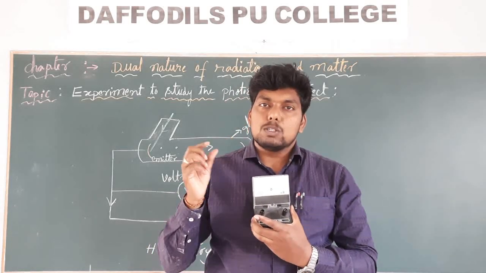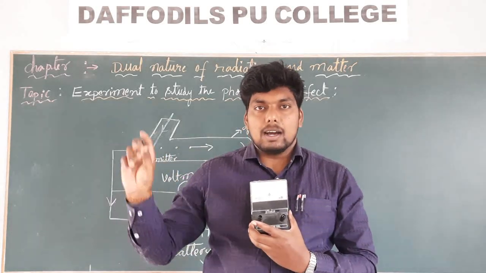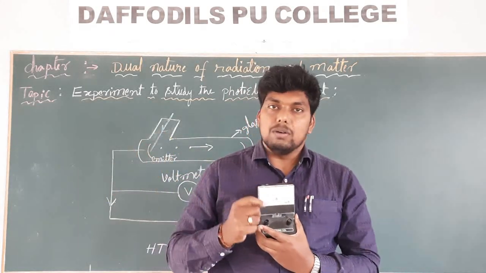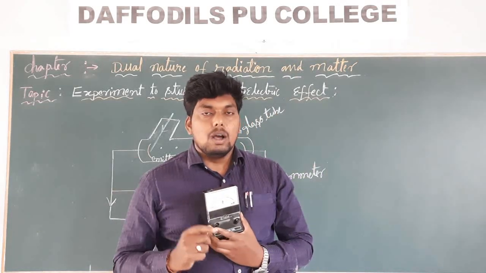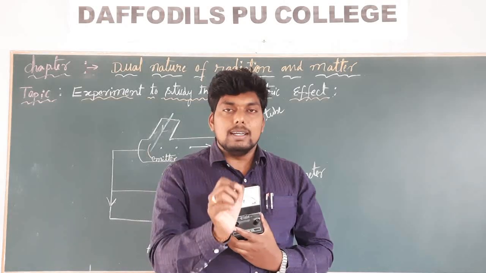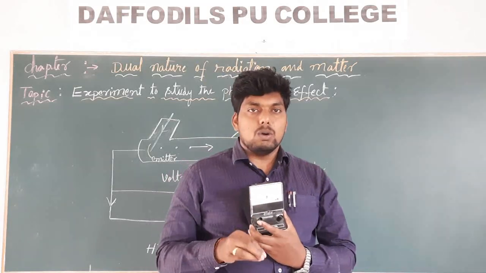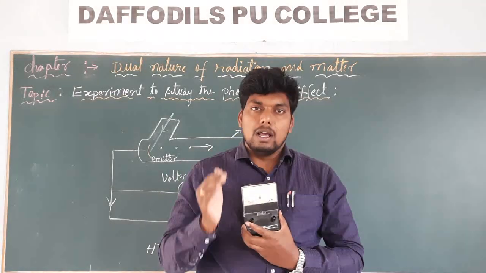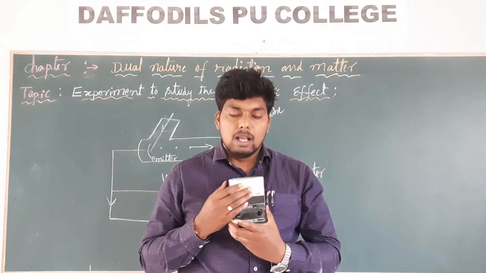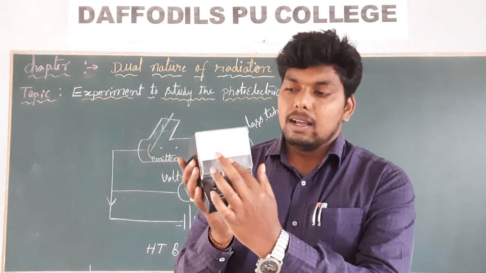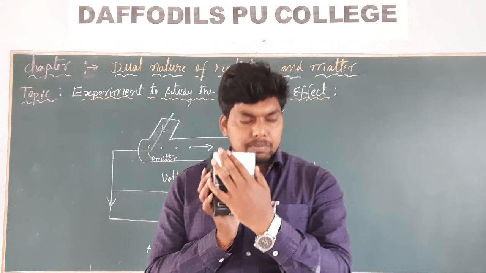If you want to measure small values of current, we have to go for the milliammeter. If the current is in terms of milliampere, we have to use the milliammeter. If the current is in terms of microampere, we have to use the microammeter. Depending on the values present in the circuit, we have to use a different ammeter, whether it may be a milliammeter, microammeter or ammeter. The ammeter is indicated here by A, as you can observe.